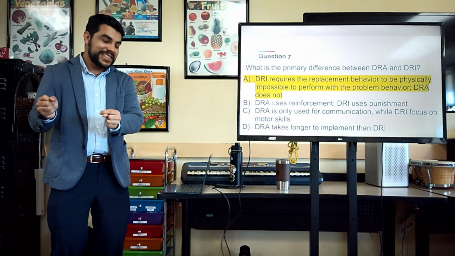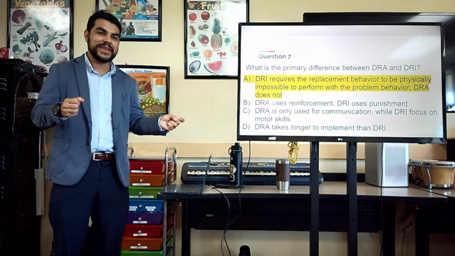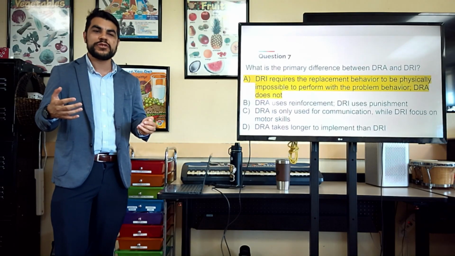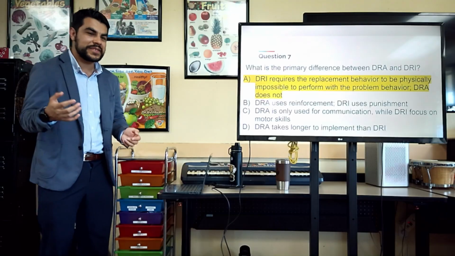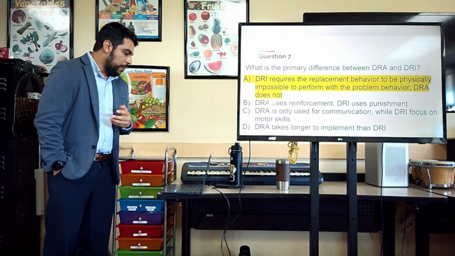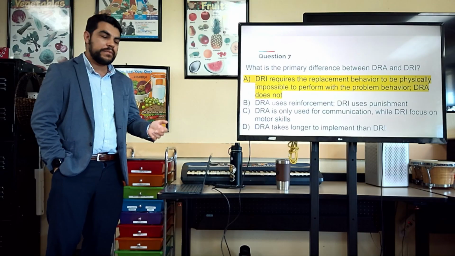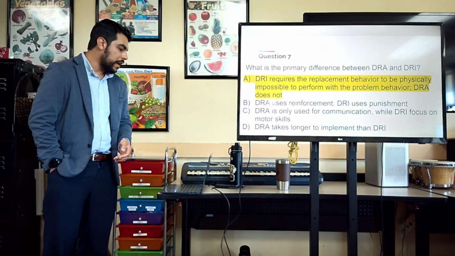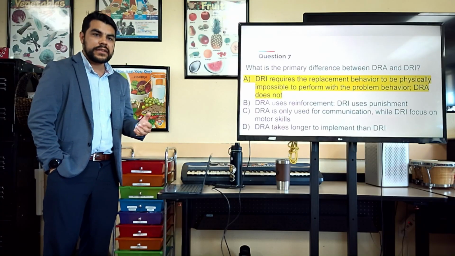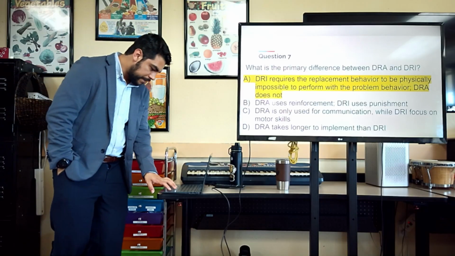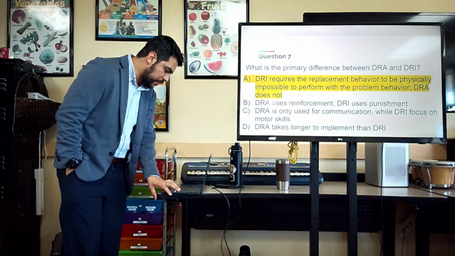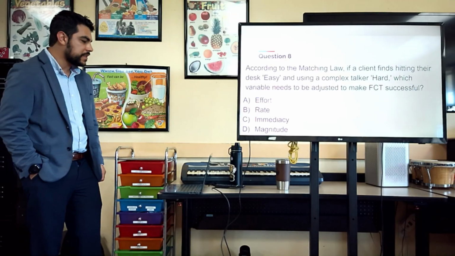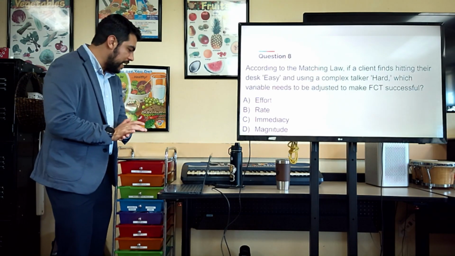Differential reinforcement does not mean punishment. I mean, it's not in the name. And I don't think there will ever be such a thing as differential punishment of incompatible behaviors anytime soon. DRA and DRI can both be used for both motor and communication. And DRI does not necessarily take shorter to implement than DRA. If anything, they should take more or less the same time because it's technically the same procedure, just extinction and reinforcement.